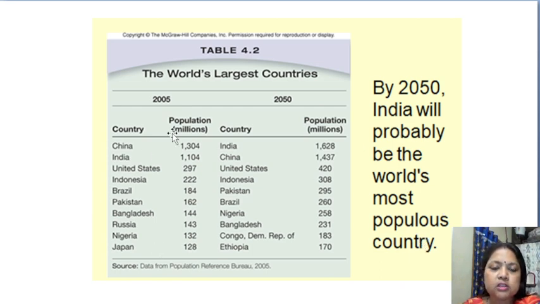Okay, so here you see in 2005 China was at the top, having 1304 million population. After that, India had 1104 million population. But you can see on the right side that by the year 2050 India will overcome China and take the first position with 1628 million population. This is the data collected from the Population Reference Bureau.